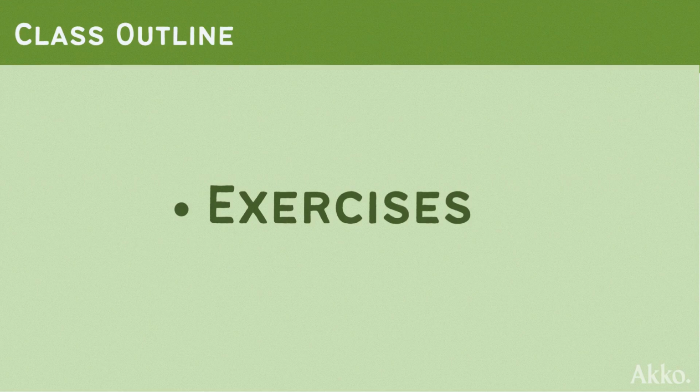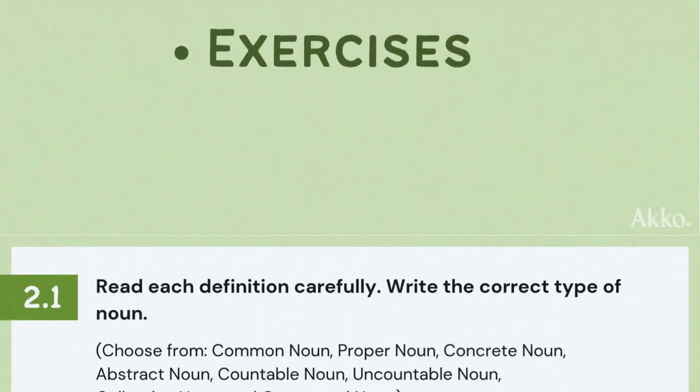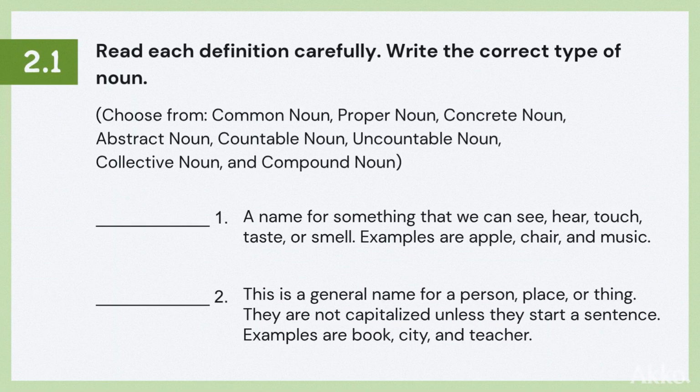We're finally finished with the discussion part, and now it's time for us to do a quick exercise. We have 5 exercises for today, starting with the first one. Let's read each definition carefully and write the correct type of noun. If you want to join us and answer together, I will be reading each item carefully. I'll give you a few seconds to answer. You may pause the video if you need more time.